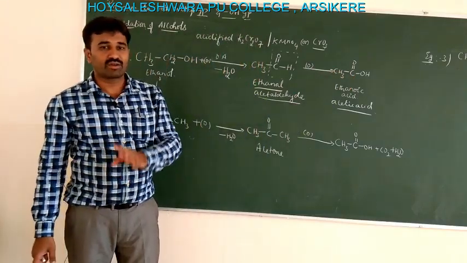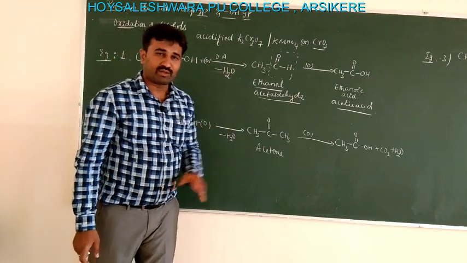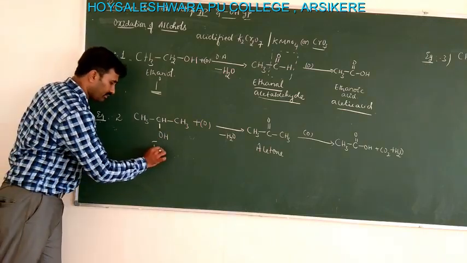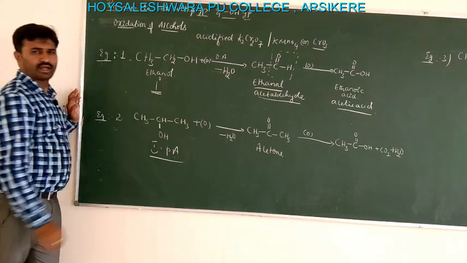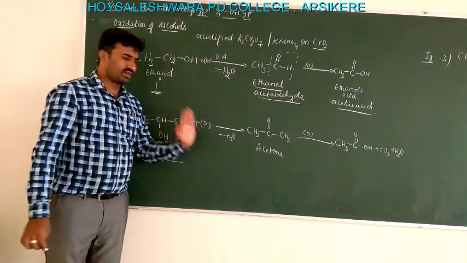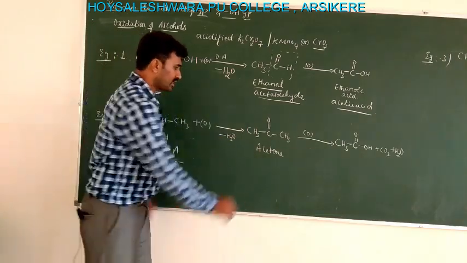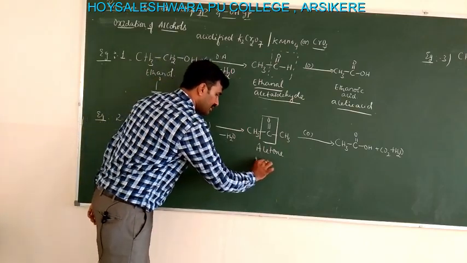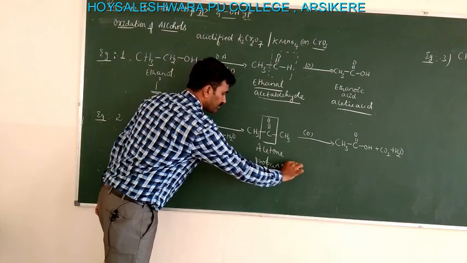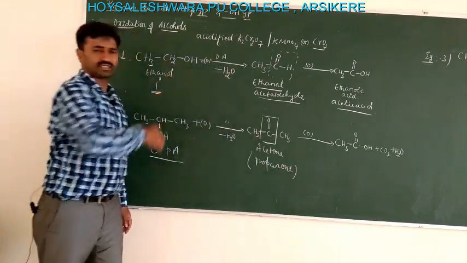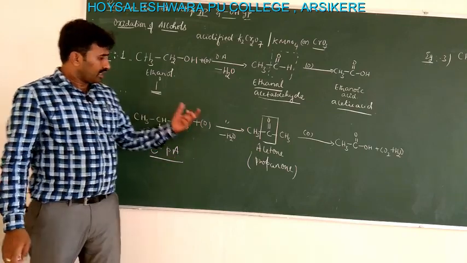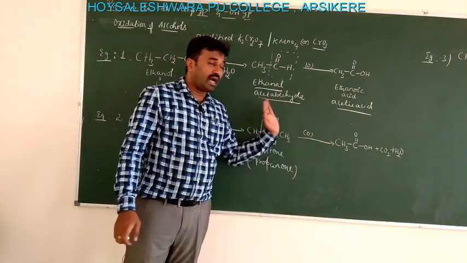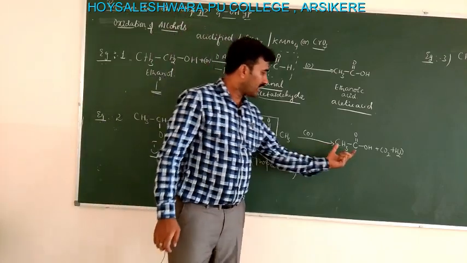But in case of secondary alcohols, it is not the same as the case of primary alcohols. Let's see the example. Here the secondary alcohol is isopropyl alcohol. It also undergoes oxidation initially to form a ketone. Here this is the ketonic functional group. The product is acetone, the IUPAC name is propanone. The oxidation reagent is the same. Here it forms propanone. That propanone oxidizes further under harsh conditions to form a carboxylic acid.